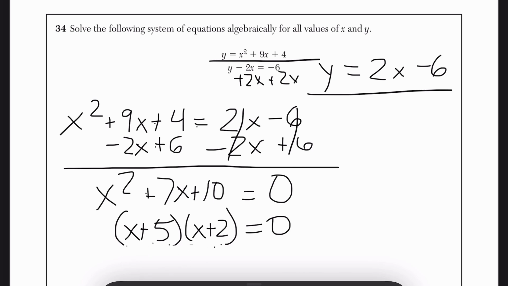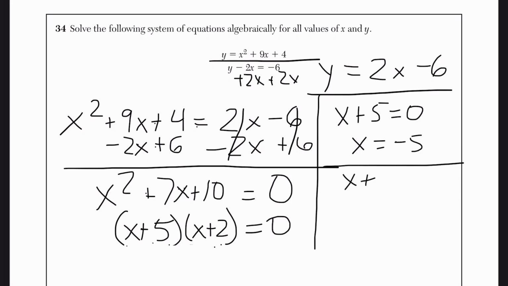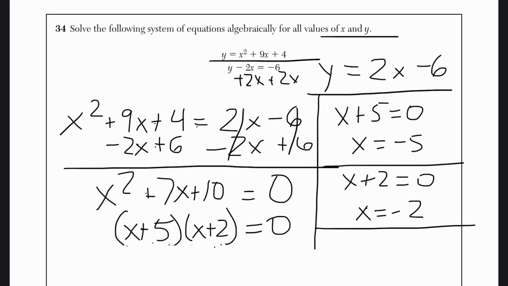Okay, so now we have the zero product property. If you're multiplying two things and they equal 0, that means that at least one of them has to equal 0. So if x plus 5 were to equal 0, then x would have to be -5. And if x plus 2 were equal to 0, then x would have to be -2. You could just subtract 5 from both sides, subtract 2 from both sides if that leap is kind of difficult for you to make. So those are the two values of x, and now we need to get the two values of y.